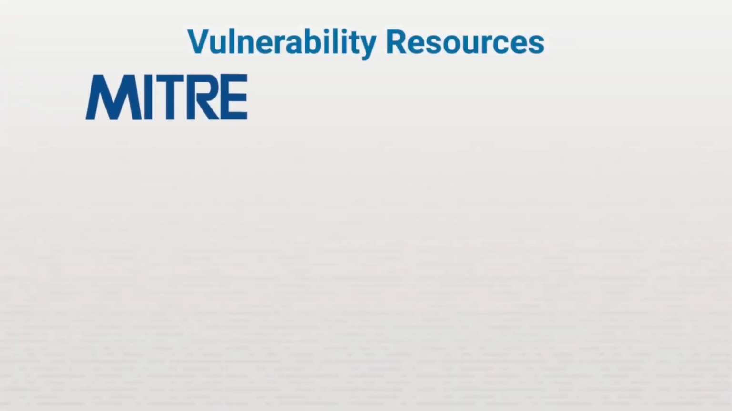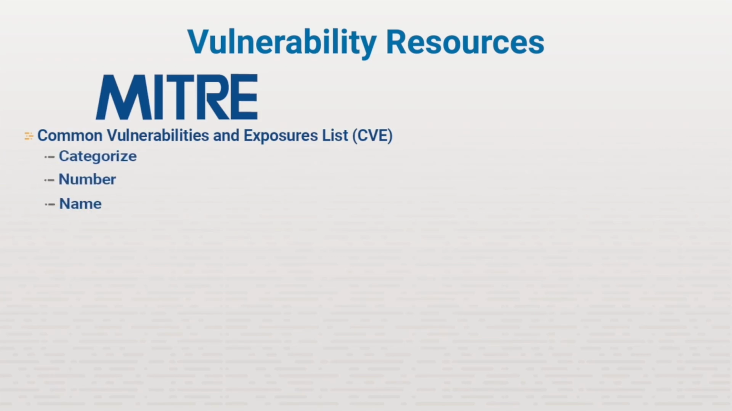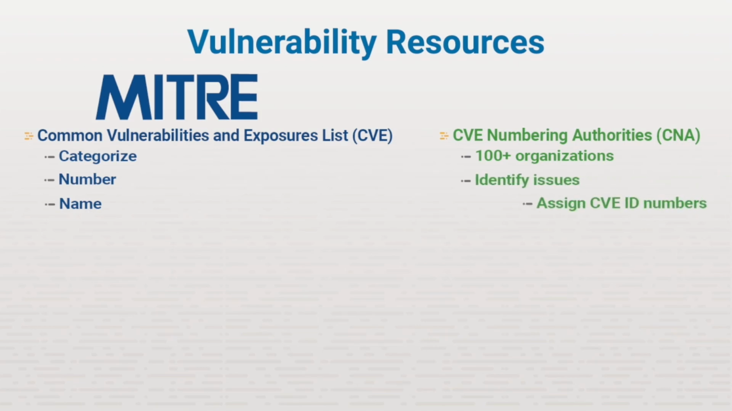Since 1999, the MITRE Corporation has published a list of known vulnerabilities and exposures called the Common Vulnerabilities and Exposures List, or CVE list. This was created to provide a centralized resource for known vulnerabilities that would categorize, number, and name things for easy identification later. There are over 100 organizations that are considered CVE numbering authorities, or CNAs. These CNAs identify and issue CVE ID numbers to the vulnerabilities on their own products, or there are third parties that can issue the numbers as well. These numbered issues are shared for publication and research.